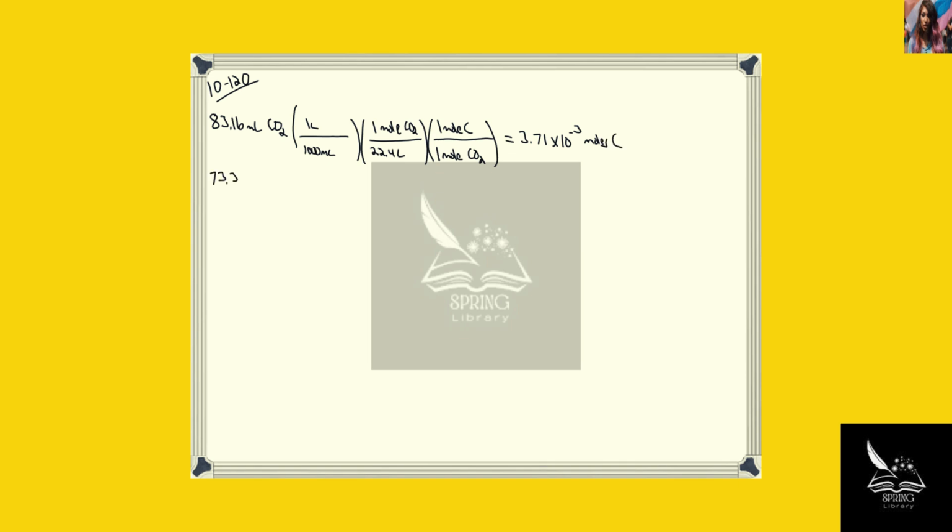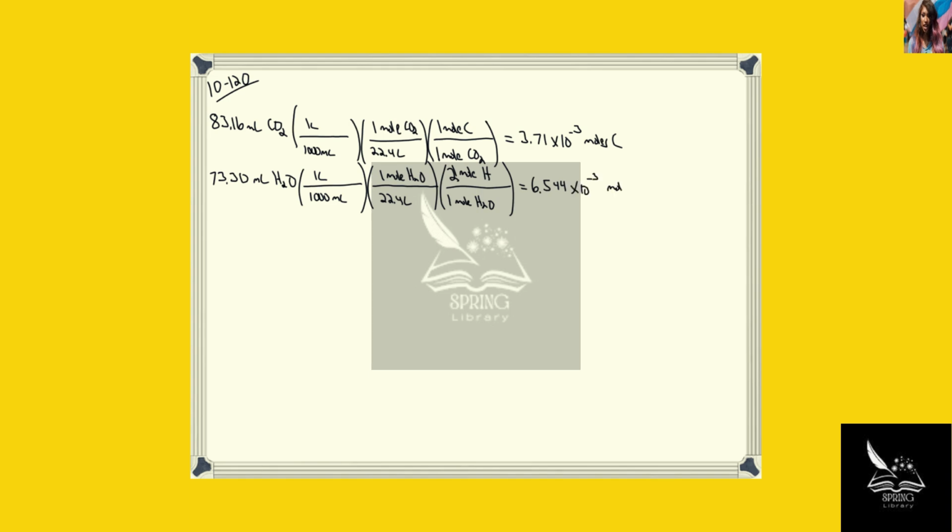We can do something similar with the volume of water vapor. We can take the milliliters of water vapor, divide it by 1,000 in order to get the liters of water vapor, and then because it's at STP, at that particular volume, we can divide by 22.4 liters to calculate the moles of water vapor that are present in the 73.3 milliliters. Then when we have the moles of water vapor, we can multiply it by 2 in order to calculate the moles of hydrogen, because there are 2 moles of hydrogen for every mole of water vapor. And we get 6.544 times 10 to the negative 3 moles of hydrogen.